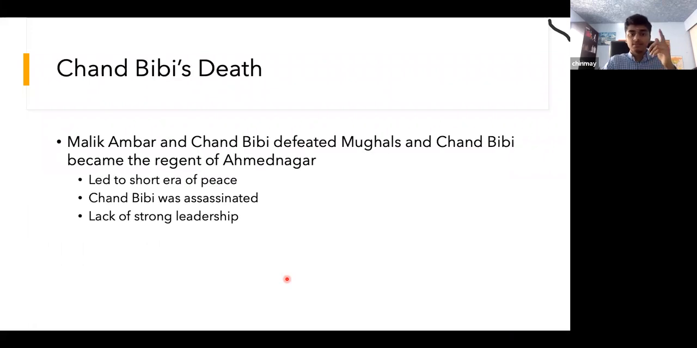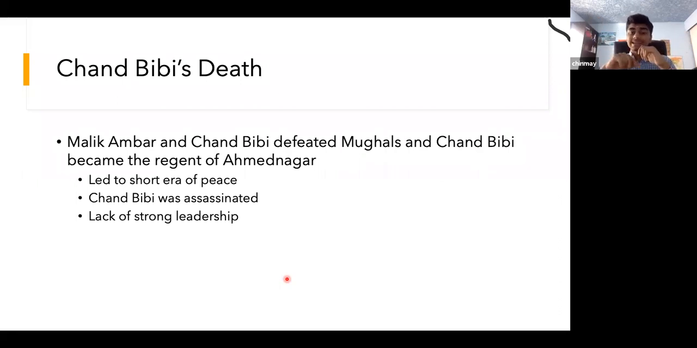Malik Ambar and Chand Bibi together defeated the Mughals, and Chand Bibi became the regent of Ahmednagar also. So Chand Bibi became more powerful upon defeating the Mughals, and it led to a short era of peace because the Mughals then stayed clear of the Deccan for a while, and they focused on their northern exploits, their northern pursuits.